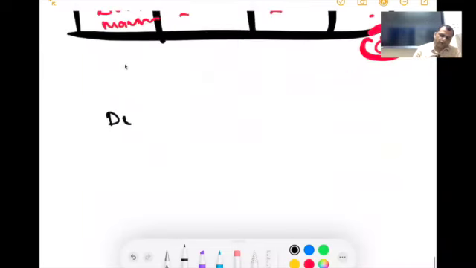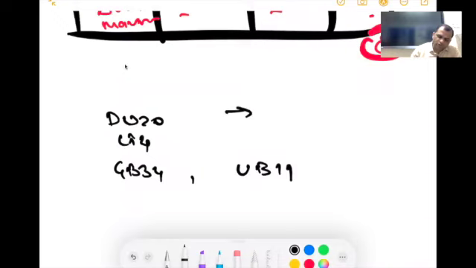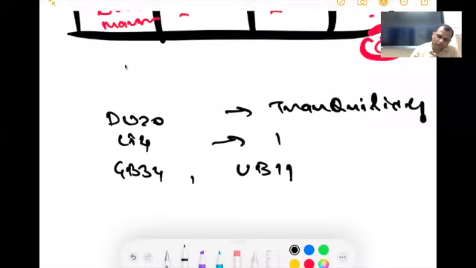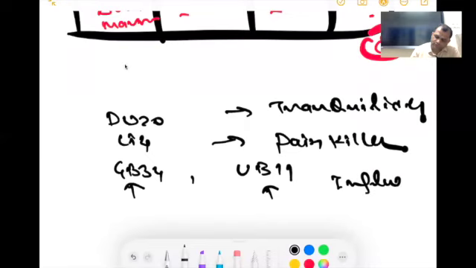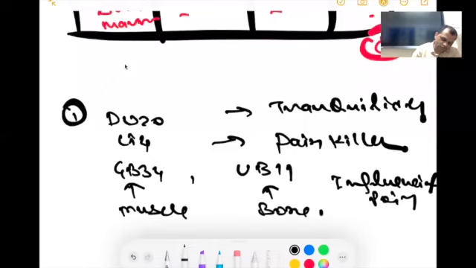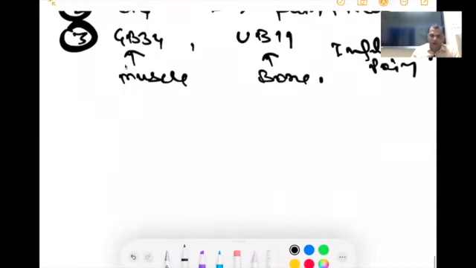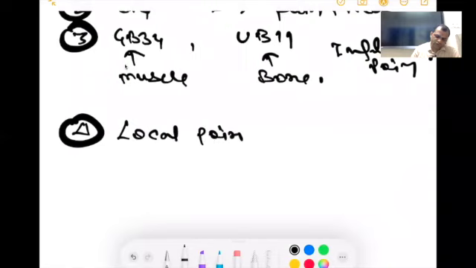So our formula will be like this: DAY20, Li4, gallbladder 34, and we can even add urinary bladder 11. DAY20 will be the tranquilizer point, Li4 will be the painkiller point, and these two will be the influential points, one for muscle, one for bone. So 1, 2, and 3. Now we will use local points. The most important points are local points.